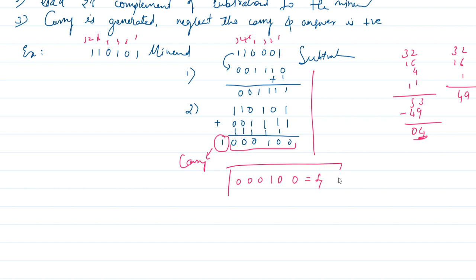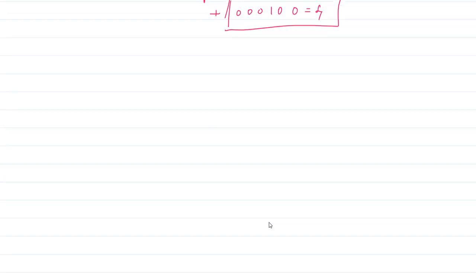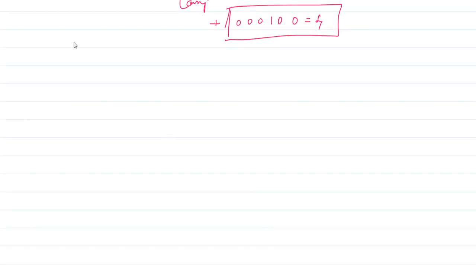This is the answer. And if carry is generated, this answer is a positive number. Obviously here you got the answer as plus 4, so this is also plus 0 0 0 1 0 0. This is how we are going to calculate subtraction using 2's complement. I hope this is clear to you. Okay. Now let me take one more example.